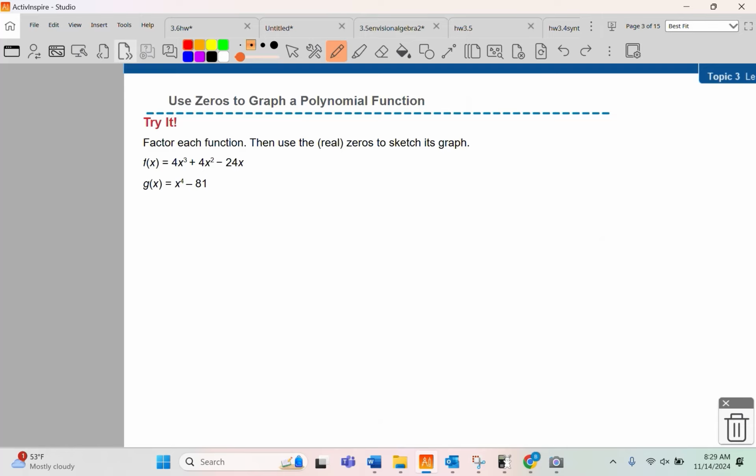All right, let's just do one of these. Just factor each function, then use the real zeros to sketch its graph. That's an x to the 4th. What do you already know about it? Starts high and ends high. Okay, good. Factor it. Take a minute. A special pattern. You don't have to know, but it's a special pattern. Again, I'm doing the g of x equals.